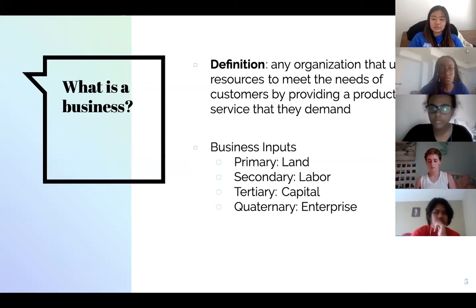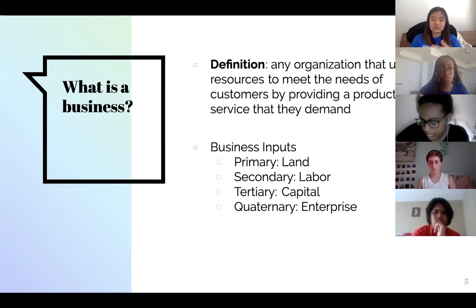So there are business inputs, and business inputs are all the things that make up a business. As you can see on the screen, it says primary, secondary, tertiary, etc., and those are levels of importance. Primary is land. For example, like a brick and mortar store, you need that land to have your restaurant. Secondary, labor, which is just the workforce. Tertiary is capital, so capital meaning money. And then lastly, enterprise, which is just essentially a business.